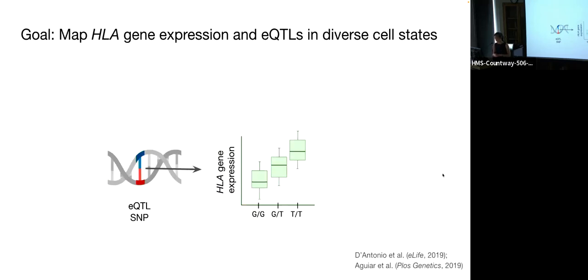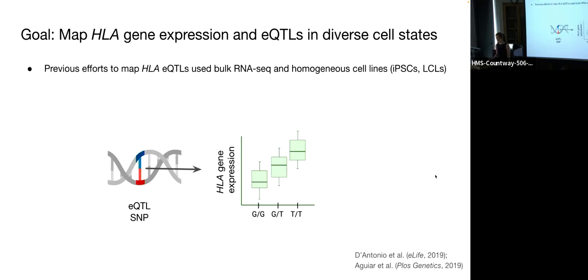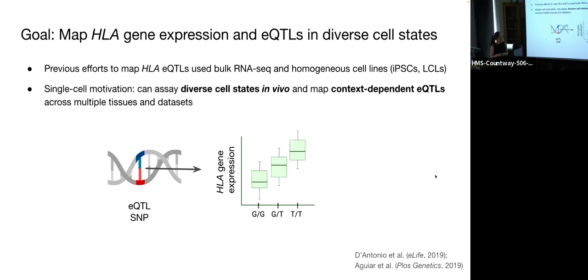And so to be able to understand these regulatory effects in the HLA, their potential roles in diseases, we really need a map of the eQTLs for the HLA genes and their expression. So we set out to systematically map HLA expression as well as the regulatory variants across different cellular contexts. There have been some previous efforts to do this in bulk, and they primarily have used homogeneous cell lines. So we really thought that single cell data could help us here because we can now assay diverse cell states that come from in vivo contexts and map context-dependent eQTLs in multiple tissues and data sets.